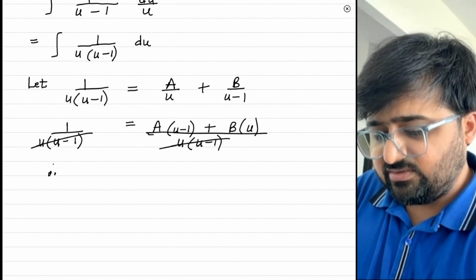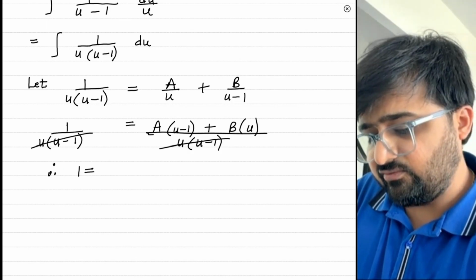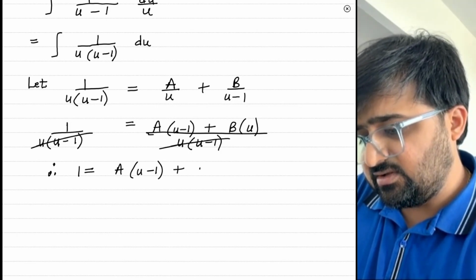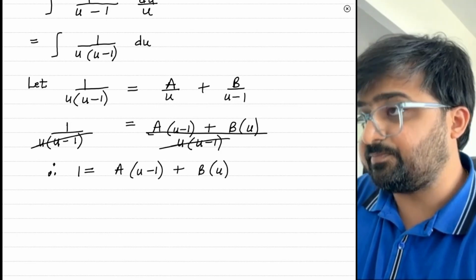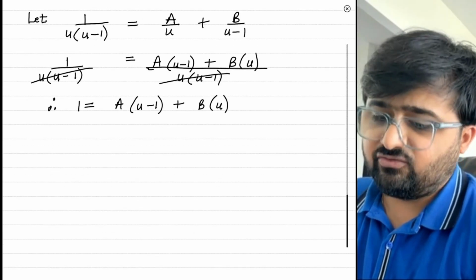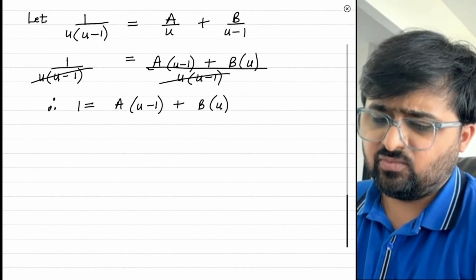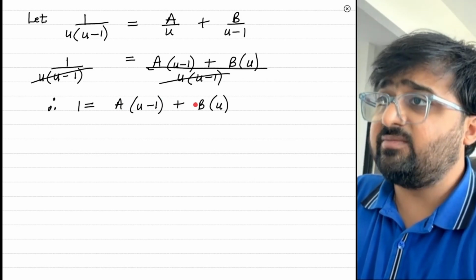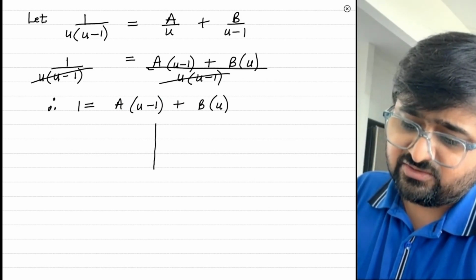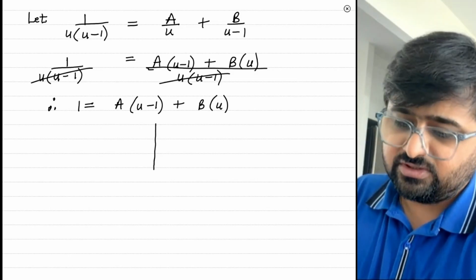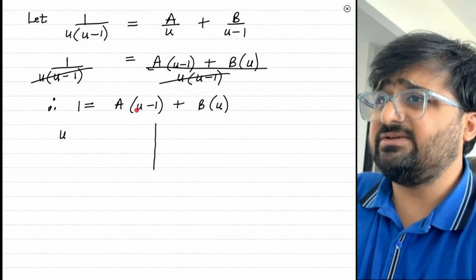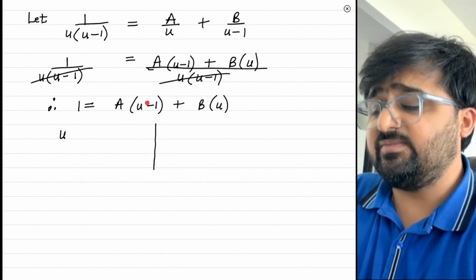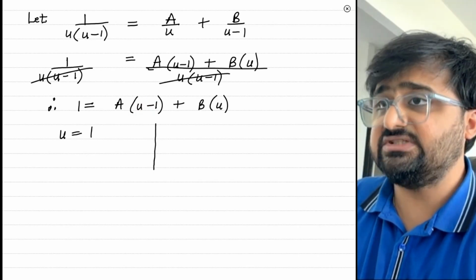So essentially you will be left with over here 1 is equal to a times u minus 1 plus b times u. Now we need to find the value of a and b, and mostly it will be solved at that point. Now, in order to find the values of a and b, we just assume some random values of u. So let's take u is equal to 1, because if we take u is equal to 1, this term will be 0.